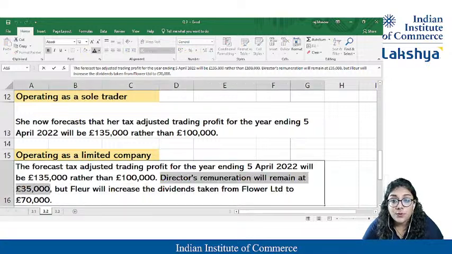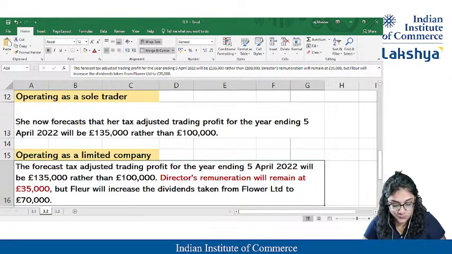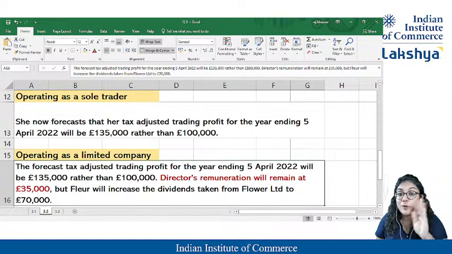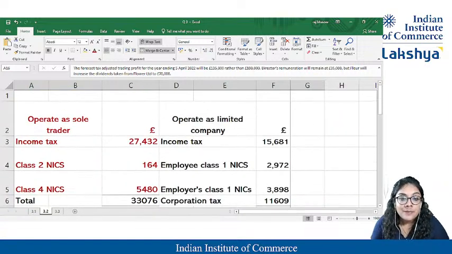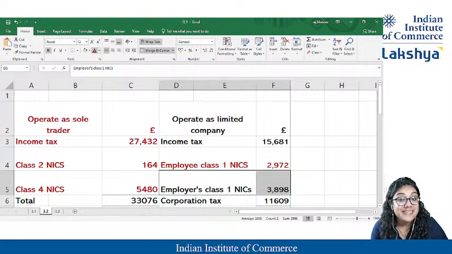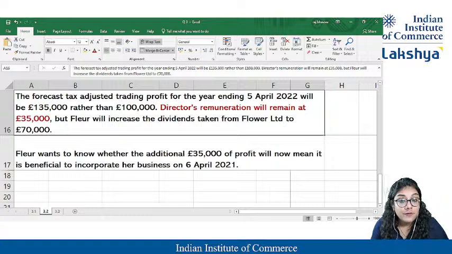That is very good news. The director's remuneration is not changing. That means it is as it is. If it is as it is, then things are going to be easy, because there is no need to change any other classes also. If the director's remuneration is going to be the same, the class 1, the employer-employee relationship will also be the same. So the employee's contribution over here, NIC, will be the same. Employers over here will also be the same. That is again a good thing. Let's figure it out. What have they told? But the Fluid company will increase the dividend takeover from flower to 70,000.